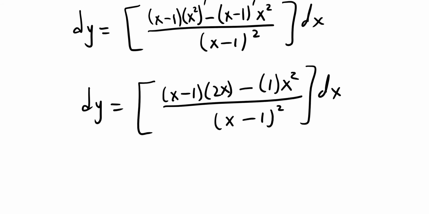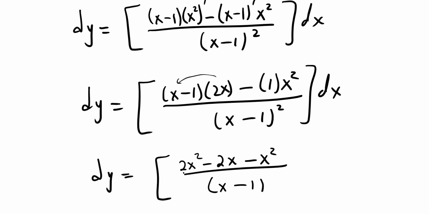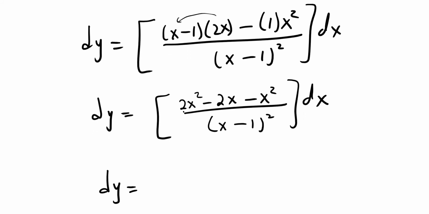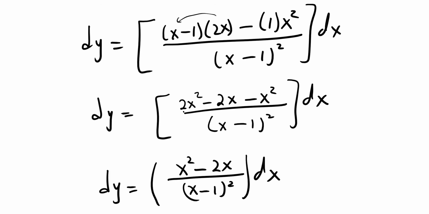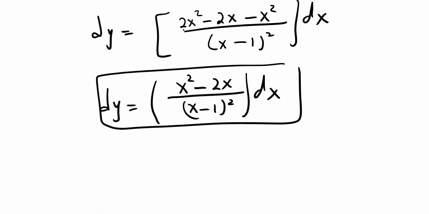So now, all we have to do is simplify. We keep the denominator the same. We distribute this: 2x squared minus 2x minus x squared, divided by x minus 1 squared, times dx. Simplify the top by combining like terms. That gives us x squared minus 2x over x minus 1 squared, times dx. That's dy. Those are called differentials. So where do we use those differentials?